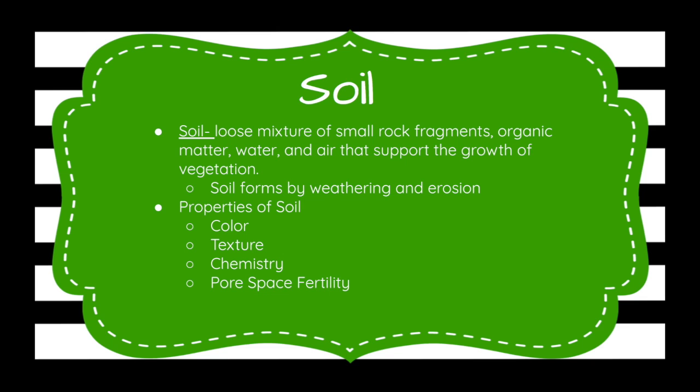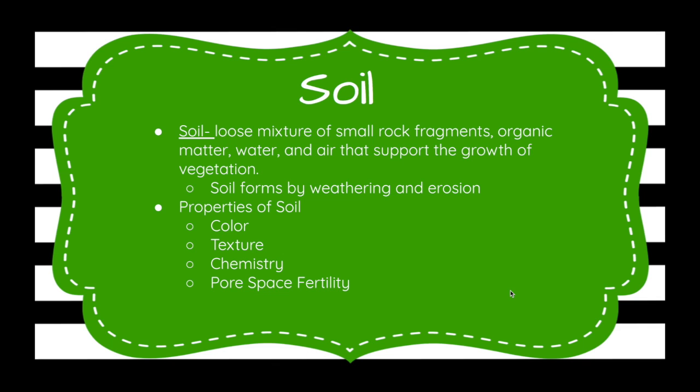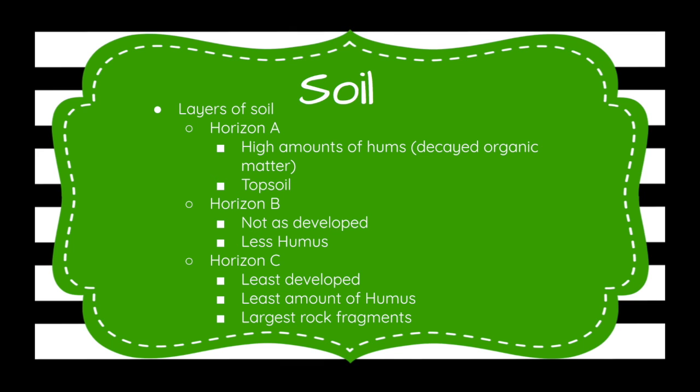There are 5 main properties of soil, and I apologize, I forgot to put the fertility down below. It is color, texture, chemistry, pore space, and fertility. So fertility would be that 5th one. I just forgot to enter it down. Sorry about that.